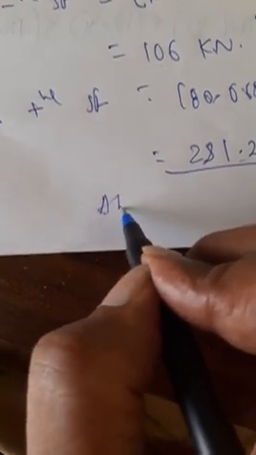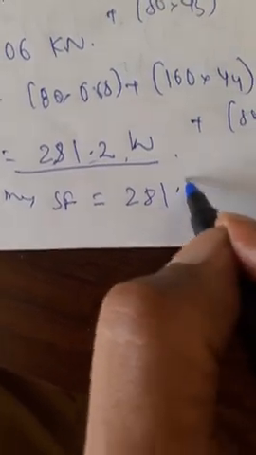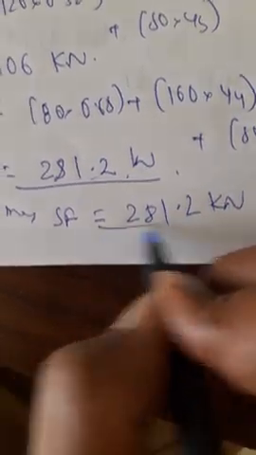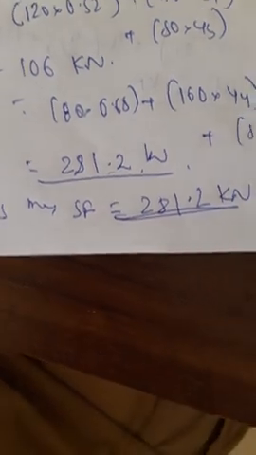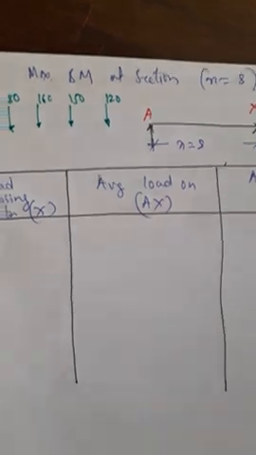Therefore, absolute maximum shear force is equal to 281.2 kilonewtons. Absolute means irrespective of sign. Now we will continue the next part.